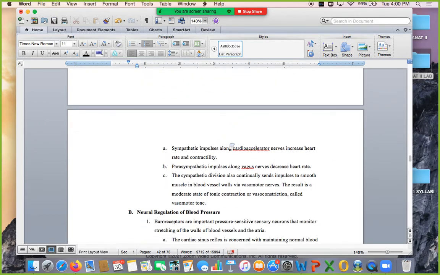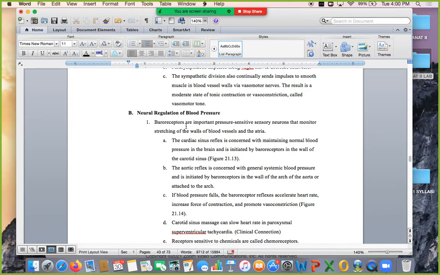And sympathetic fibers are going to go along what's called cardio-accelerator nerves, and parasympathetic impulses along the vagus nerve. They're going to do equal and opposite. So basically, sympathetic is going to increase heart rate and contractility. Parasympathetic decreases heart rate.